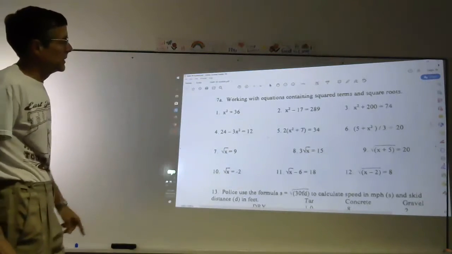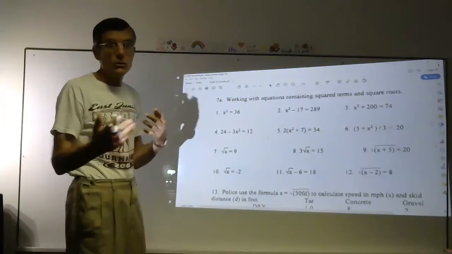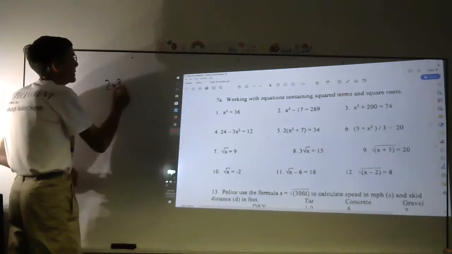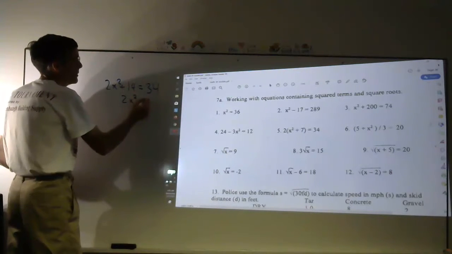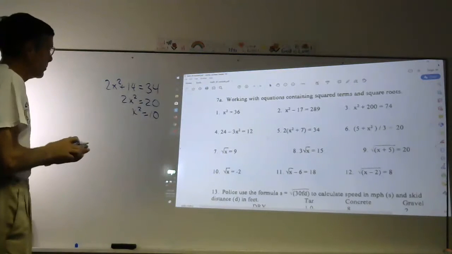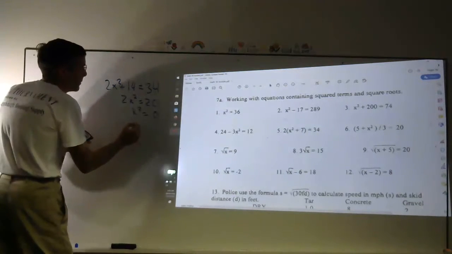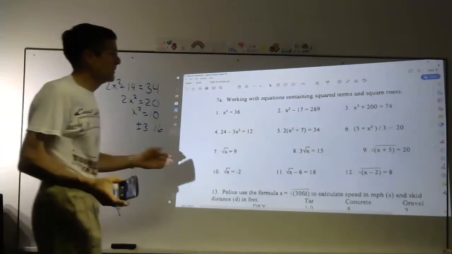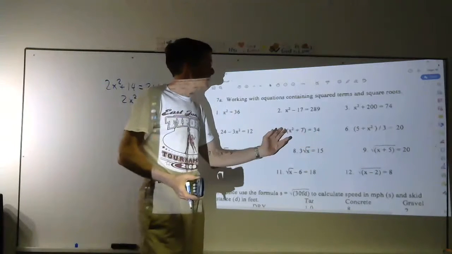The middle one right here, you could take the 2 into both parts. That's fine, and you can work it out from there. 2x squared plus 14 equals 34. Subtract 14. 2x squared is 20. Divide by 2. x squared is 10. And you want to know what times itself will give you 10. It should be plus or minus 3.16. The other way you could have done this problem would be to divide 2 into both sides right away. The 2 goes away.